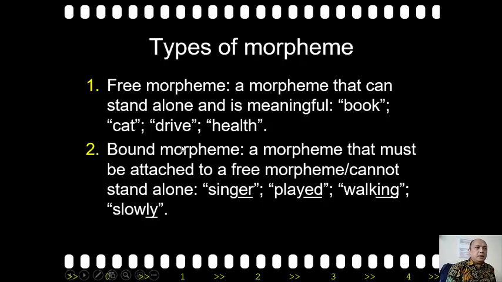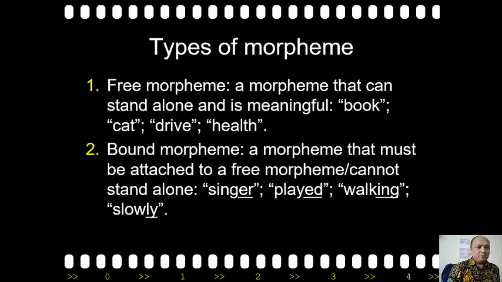Okay. Now, a bound morpheme is the opposite of a free morpheme. It cannot stand alone. It is a morpheme that must be attached to a free morpheme. In other words, it cannot stand alone, because if it stands alone, then there is no way that you can derive meaning from it. You don't know what it means.